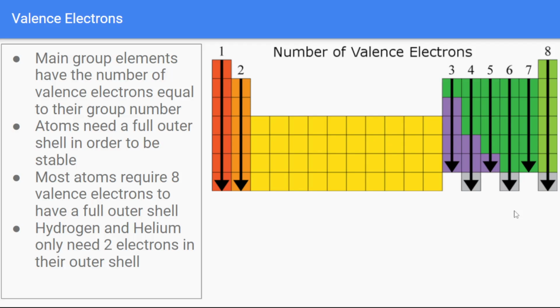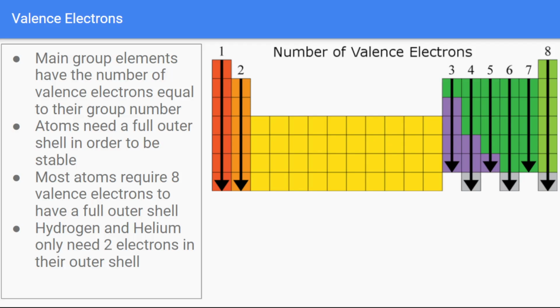This happens because atoms need 8 valence electrons to be stable. Now there are two exceptions, hydrogen and helium. They only need 2 valence electrons to be stable, but they do need a full outer shell, and they do lose or gain electrons to fulfill that 8 valence electron outer shell. We call that the valence shell.